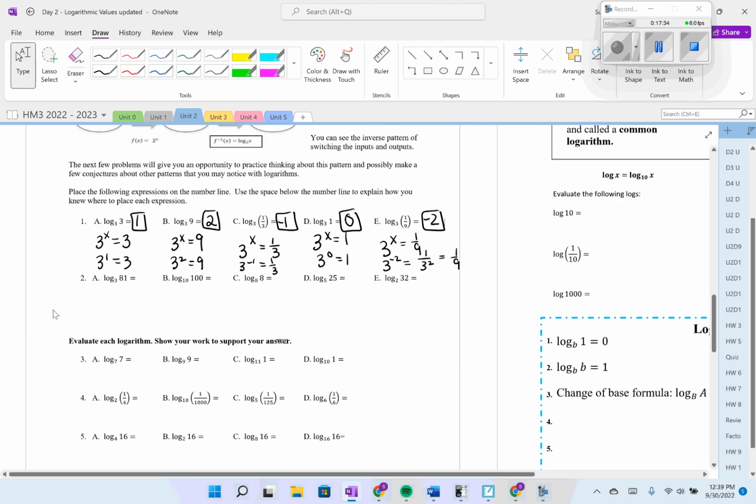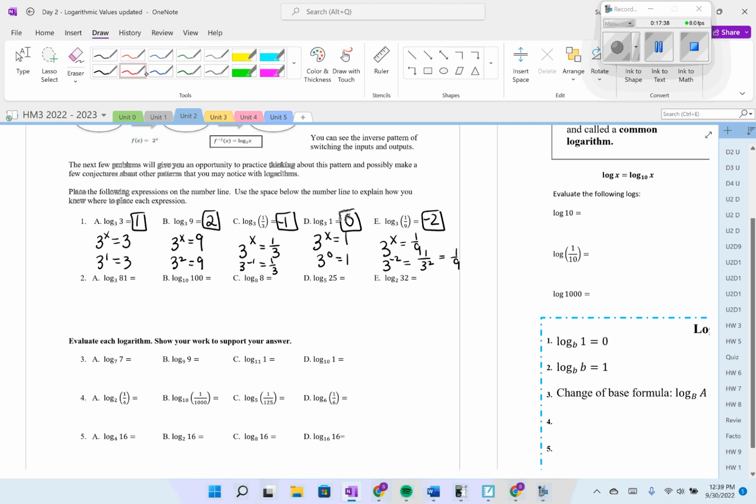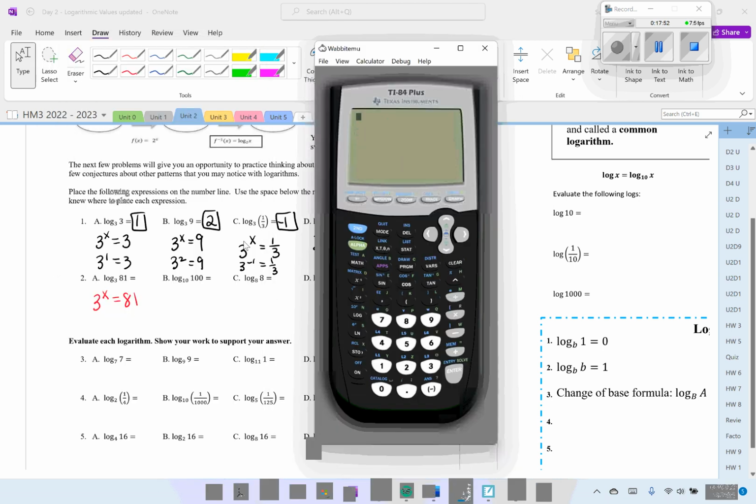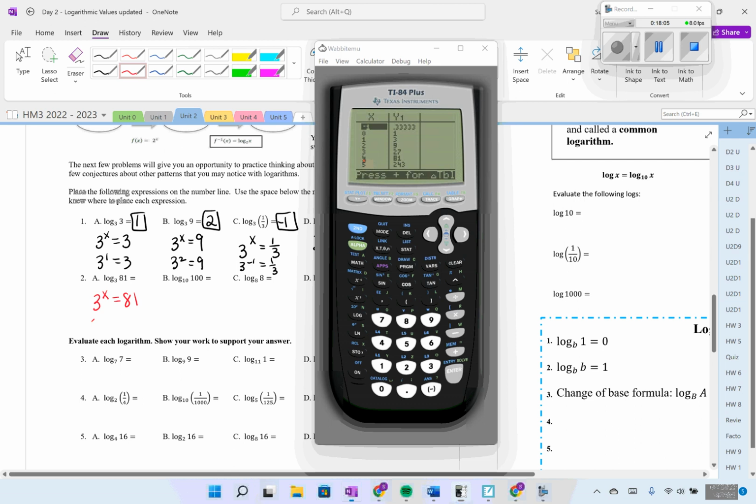So let's go ahead and look at the next one. Log base 3 of 81. I'm going to use exponential form to help me solve. 3 to what power equals 81? And again, if you're unsure, use your calculator to help. In my calculator, because the base is 3, I would plug in 3 to the power of x, second graph, and I can go to my table and see that 3 to the 4th power gives me 81, so that means 4 is my answer.